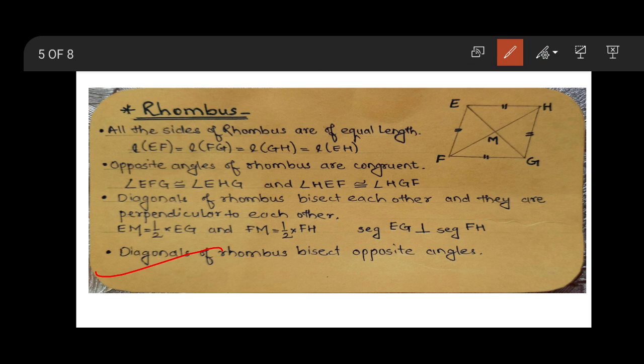The next, diagonals of a rhombus bisect opposite angles. Again, it bisects opposite angles, if we talk about angle EHG. So the diagonal divides it into equal parts.